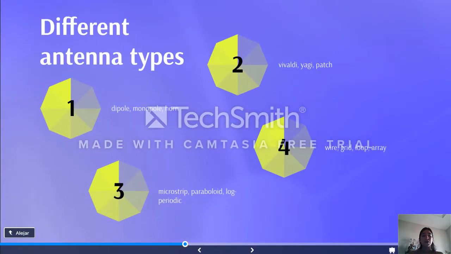Different antenna types. There are many different types of antennas. If tailored to a specific use case, designing an antenna is most often a compromise between optimizing for the different antenna parameters. Different antenna types include dipole, monopole, horn, biconical, log periodic, waveguide, loop, array, and many more. Each of these antenna types is designed for a specific purpose.